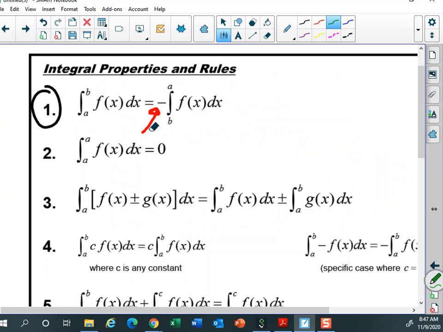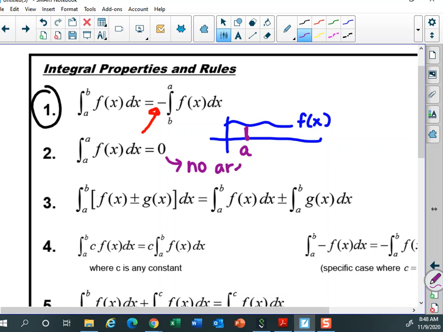Here are some other properties that we use. First of all, or next, I guess, the integral from a to a is 0. Okay. If you think about that in terms of an area, if here's f of x, and we're starting and ending at a, basically there's no area to be covered.